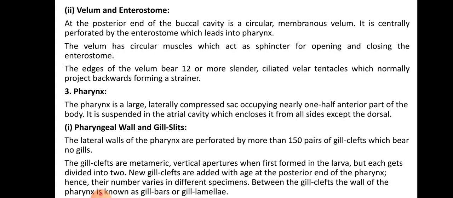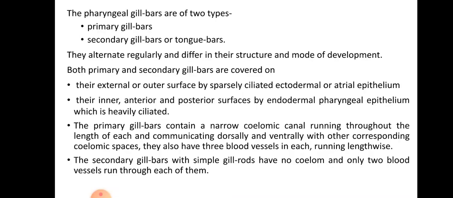Here the gill slits bear no gills, and their number increases with the age of the animal, as they get added on to the posterior side of the pharynx. Now if you look at a gill bar, each gill bar consists of a ciliated epithelial covering, both ectodermal and endodermal, enclosing a mesodermal core containing fibrous connective tissue, blood vessels and a supporting gelatinous skeletal rod.